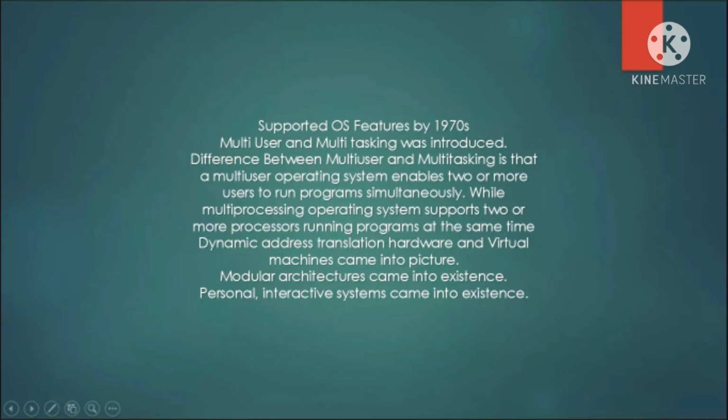Multi-user and multitasking were introduced. The difference between multi-user and multiprocessing is that a multi-user operating system enables two or more users to run programs simultaneously, while a multiprocessing operating system supports two or more processors running programs at the same time. Dynamic address translation hardware and virtual machines came into the picture. Modular architectures came into existence. Personal interactive systems came into existence too.